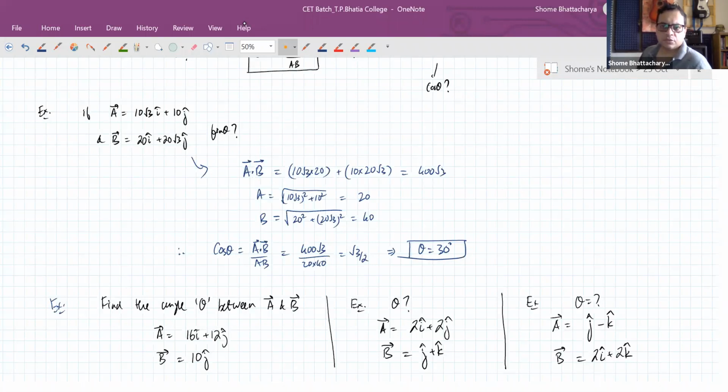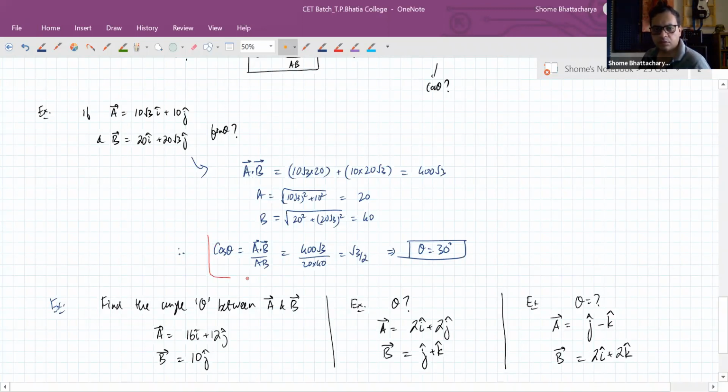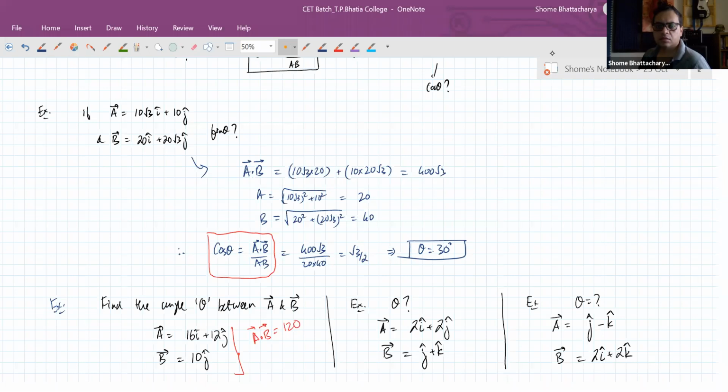Yeah, so anybody got the answer for these questions? The first one, how much you're getting? Just apply this formula, no? Cos theta, this one, is equal to A dot B upon AB. So see this one, how much is A dot B? It is 120, correct? Okay. And calculate how much is magnitude of A. Calculate how much is magnitude of B. Obviously that's 10. And then use that in this formula. Okay. So work this out quickly. Shouldn't take you more than 2 to 3 minutes.